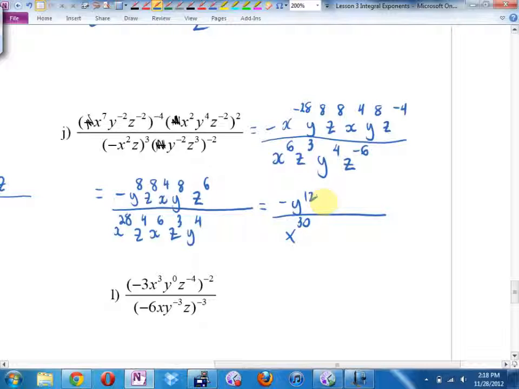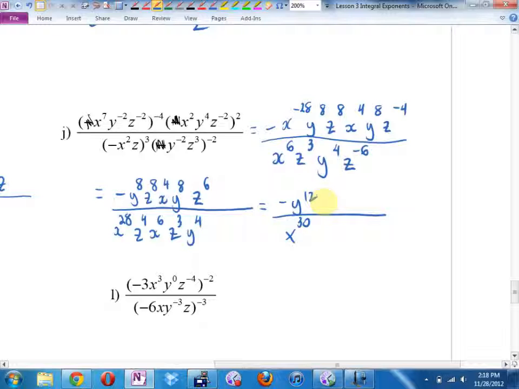I'm not sure if this is correct or not, but on the bottom, wouldn't 28 plus 6 equal 34, not 30? Yeah, but how many x's were on top? Yes. 4 on top, 34 on the bottom. Leaves me 30 left on the bottom. Yep.